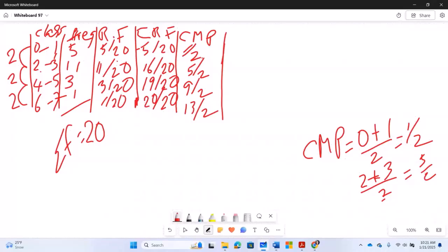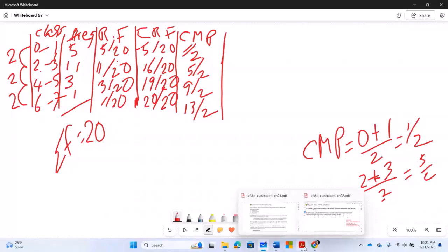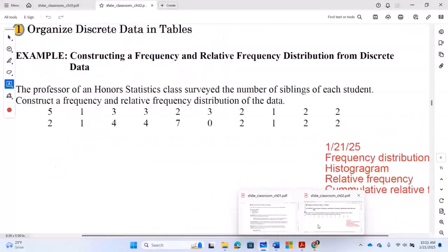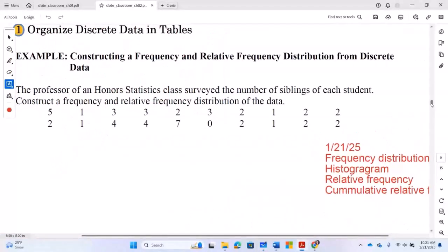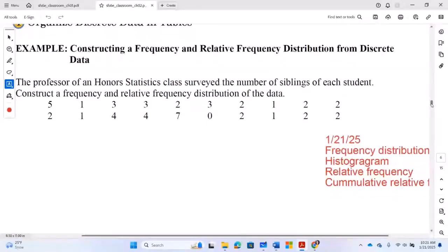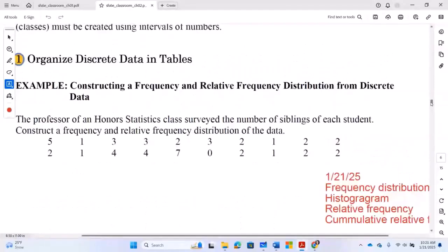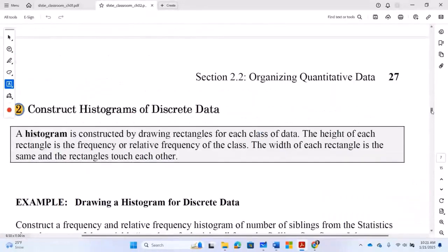All right. So the next thing we want to do, let me go back to chapter 2. So here, remember we are working on chapter 2, constructing and organizing discrete data. I said that discrete means that there is no decimal. See, there's no decimal right there. Okay, so the next one is to draw a histogram. So I want to draw a histogram.